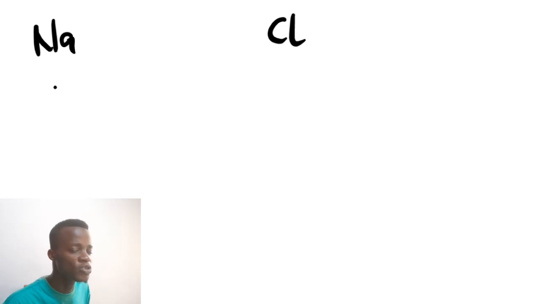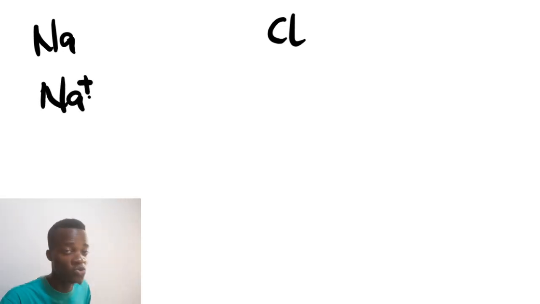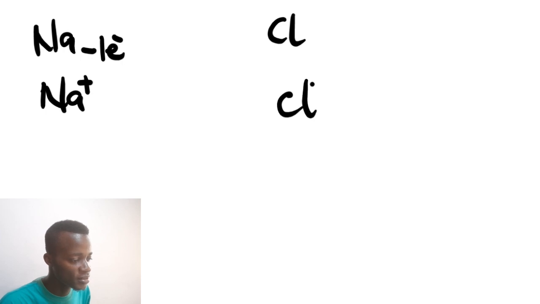So let's say I have a sodium atom, for example, and I want to combine it with chlorine. You know that sodium is in group 1, right? So the ionic form is Na+, meaning that it will lose 1 electron, so minus 1 electron. And then chlorine will be seeking Cl-.